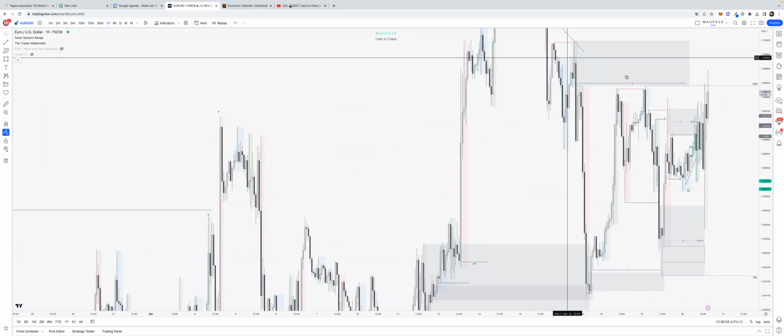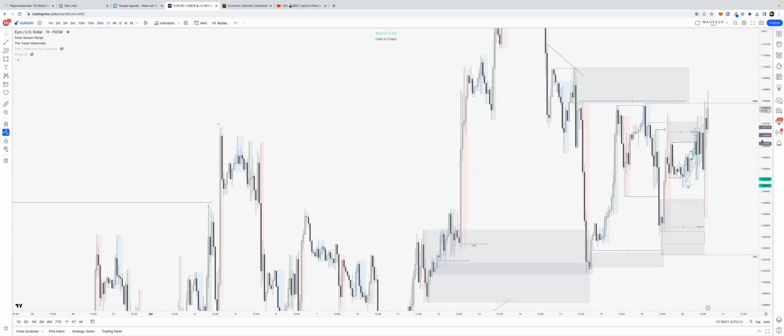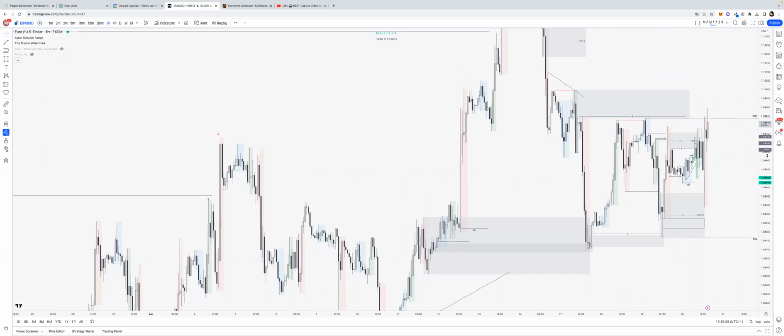Now zooming out again, let me see if there's something else. We had previous daily highs above here as well, so that was not in our favor either. However, we took Asia highs. We took that high. So I was just like, all right, let's give it a try.